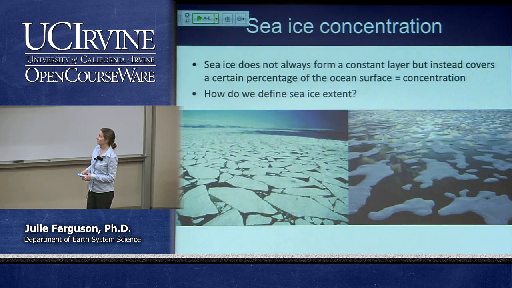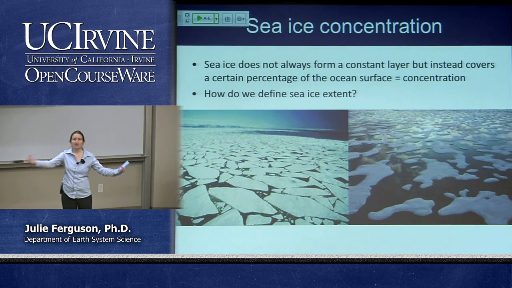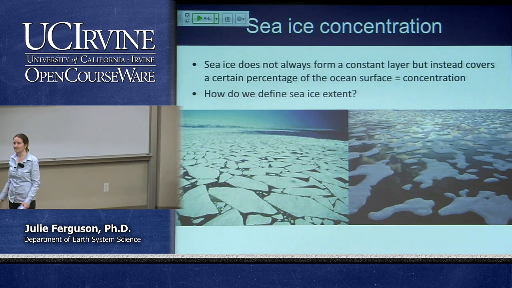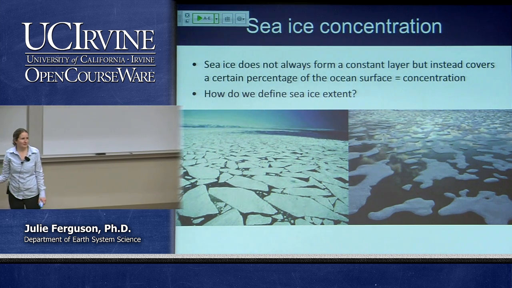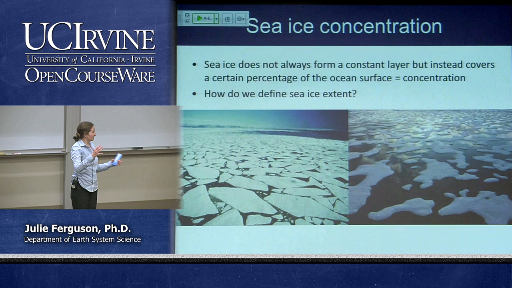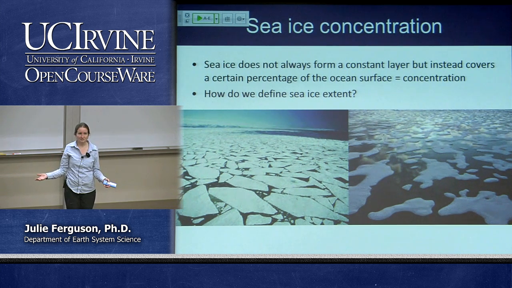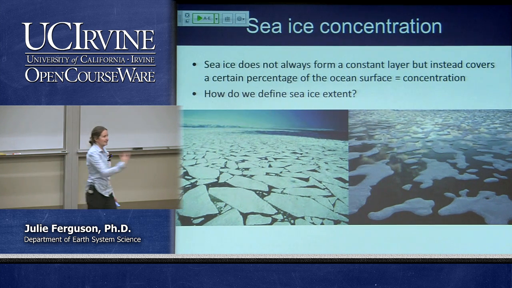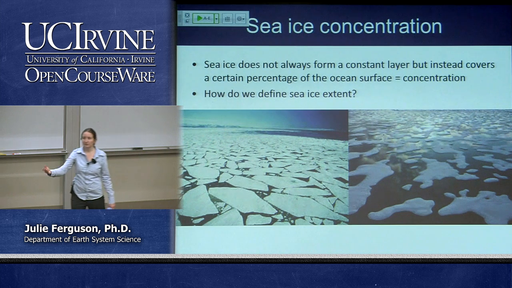So my question for you is, when we say that sea ice extends, say, this far into the Atlantic or this far into the Pacific, what do we mean by that? Because you've just said that it can actually occupy different percentages. So at what point do we say, yes, there is sea ice, or no, there isn't?